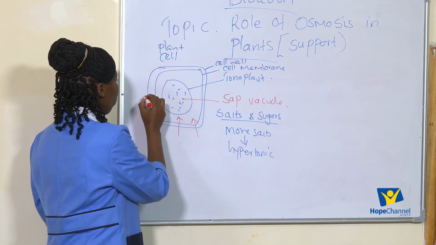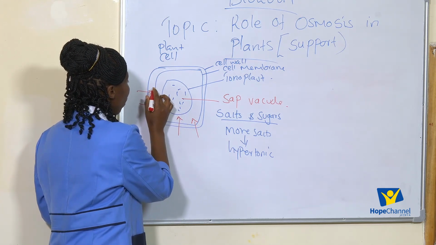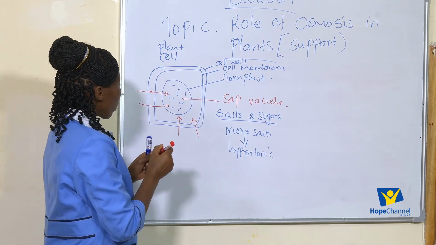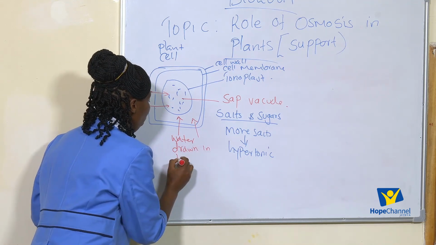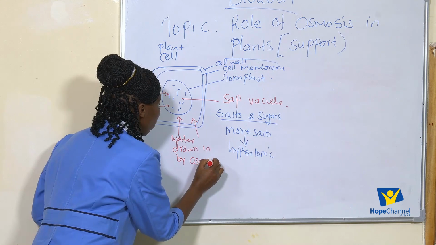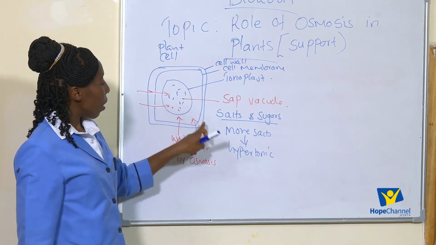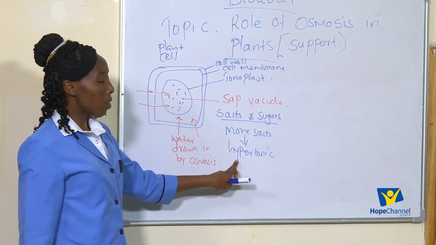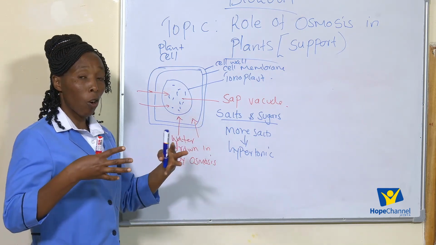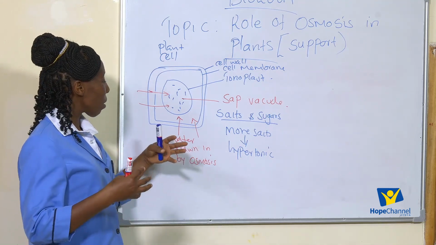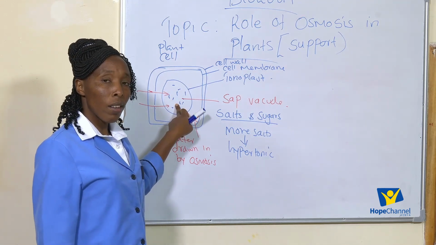So we expect water to get in by osmosis. Now the water gets in all the way to the sap vacuole. As water gets in, it is drawn in by osmosis. So as water gets into this sap vacuole, there is the tonoplast. We expect the contents to increase. As the contents increase, inside here it develops what we call a pressure that is known as turgor pressure.